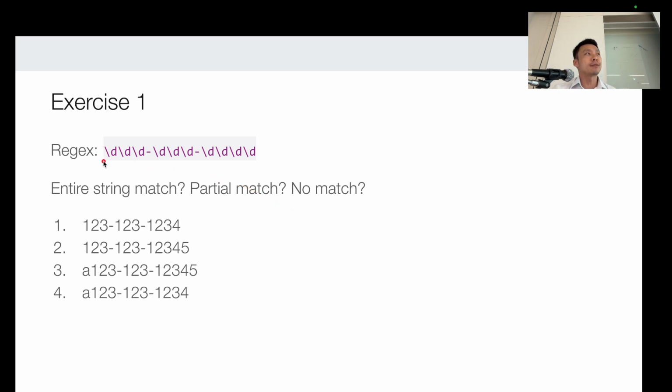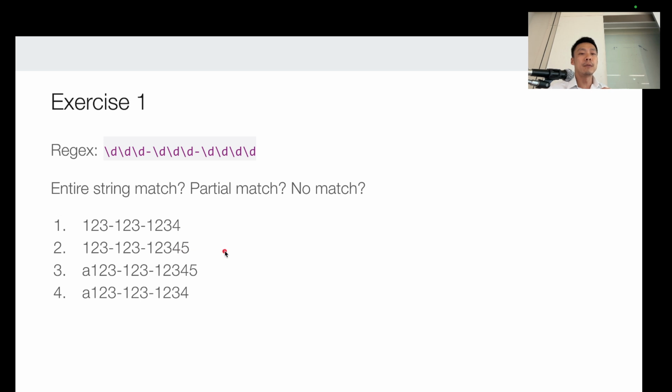Suppose I have this regex, ddd dash ddd dash ddd, and for each of the following strings, I want you to think whether it matches the whole thing, or part of it, or doesn't match at all. The first one: entire match, partial, or no match? Entire string, right? Because it followed this pattern exactly, although it's all different numbers.